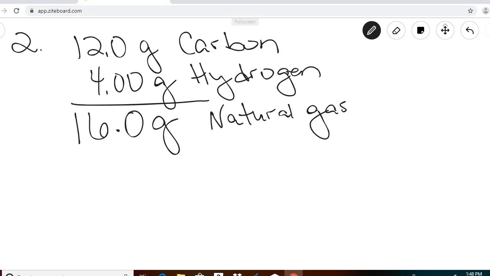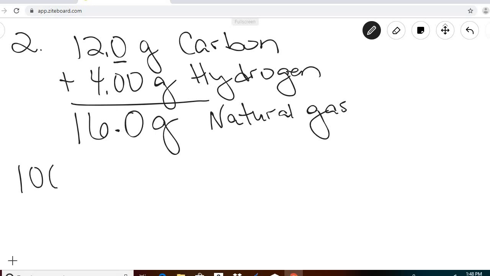And I took this out to the tenths place because this only goes out to the tenths place, and we are adding these together there. So if instead of making 16 grams of natural gas, you want to make 100 grams, how much carbon and how much hydrogen would you need?